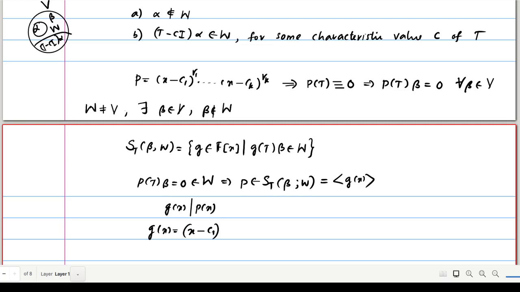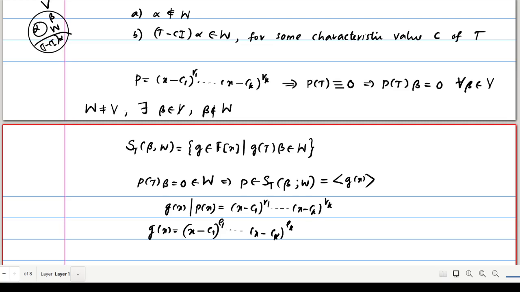That means this polynomial g of x takes the form (x minus c1) raised to e1, and so on, up to (x minus ck) raised to ek. So this will be the general form of the monic generator. Now we consider that g of x divides p of x, and p of x takes the form (x minus c1) raised to r1, and so on, up to (x minus ck) raised to rk.